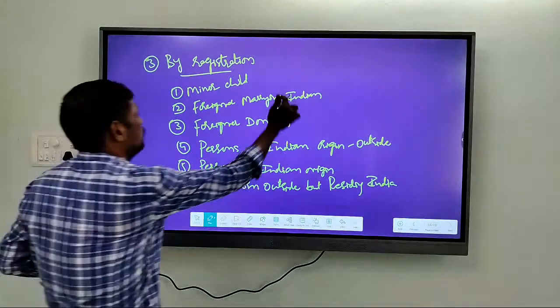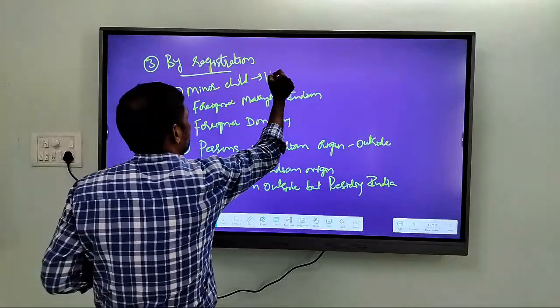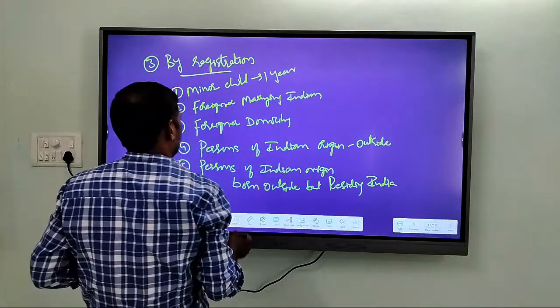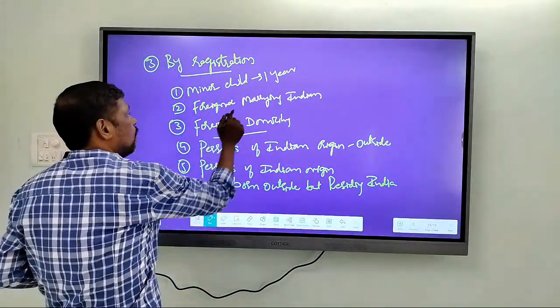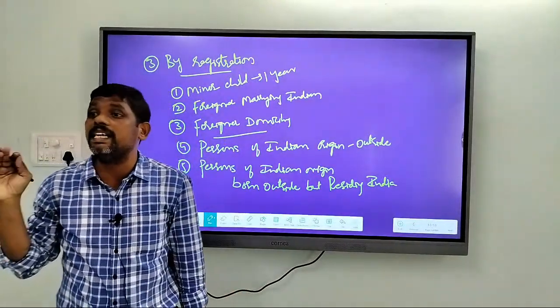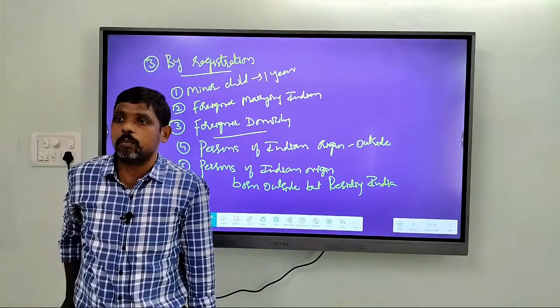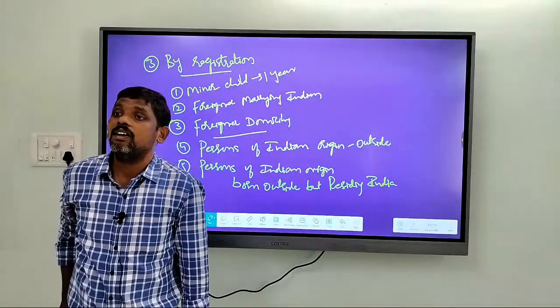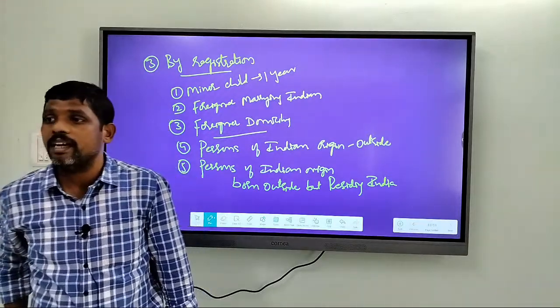By way of registration. So a minor child born to Indian parents should get registered within a period of 1 year of such birth. A foreigner who has married in India can get registered as an Indian citizen, provided they stay in India for a period of not less than 11 years.